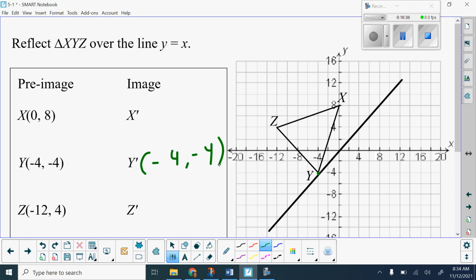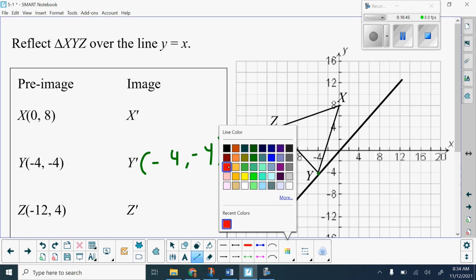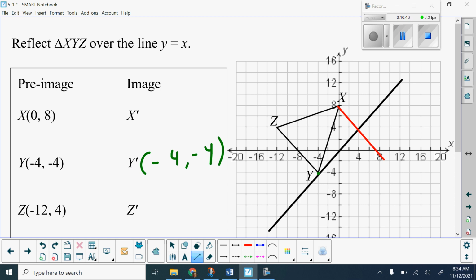Well, can you visualize drawing in a line that would be perpendicular to my line of reflection, and then make it so that the line of reflection bisects it? It would look like this. So this is where x prime would go. Now it's hard to always visualize that, but that's what you're doing. And all I have to do is switch x and y.